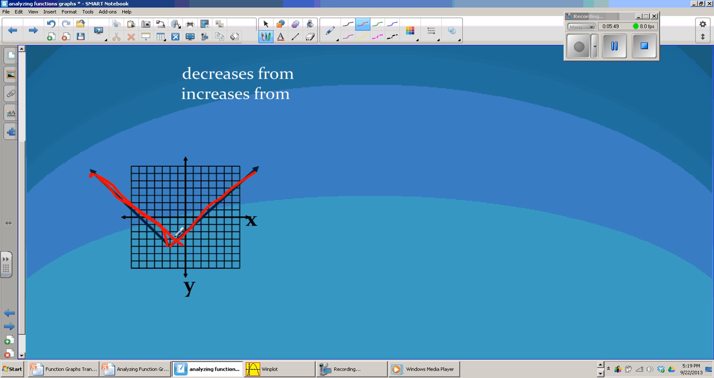That is -3. So it decreases from -infinity to -3. And then at -3, it switches and starts rising. So that's increasing. So from -3 to positive infinity, the graph is increasing.